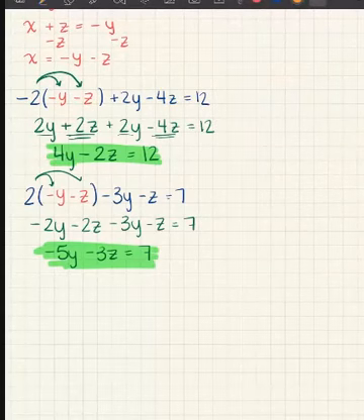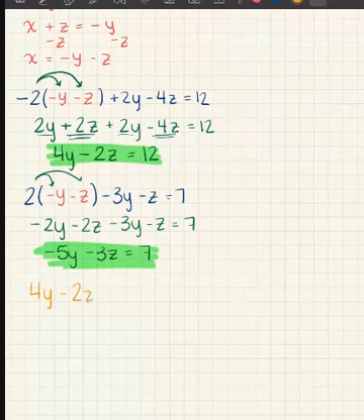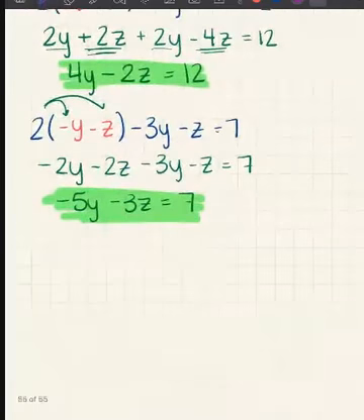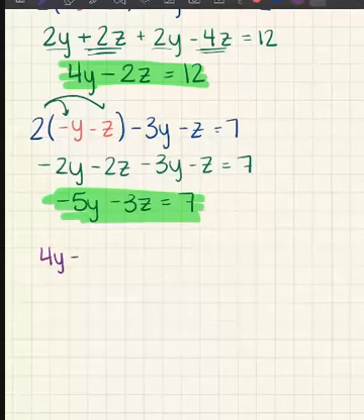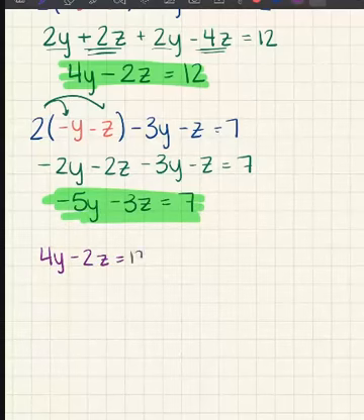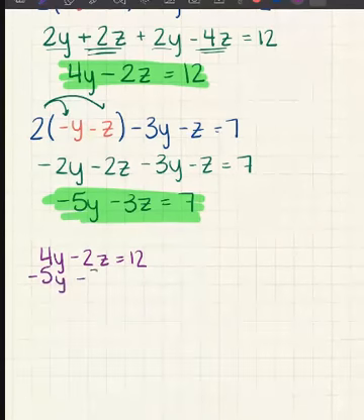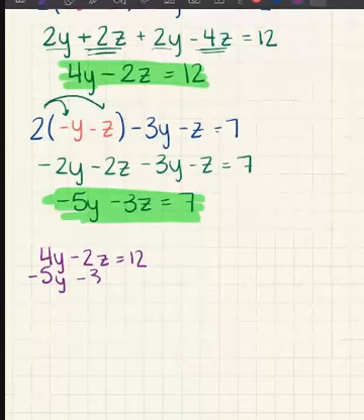Let's do it in this strange orange color. I can then take my 4y minus 2z equals 12. Can you see that orange? Yes. Let's do a darker color. We can see 4y minus 2z equals 12. That's a much better color. And negative 5y minus 3z equals 7.